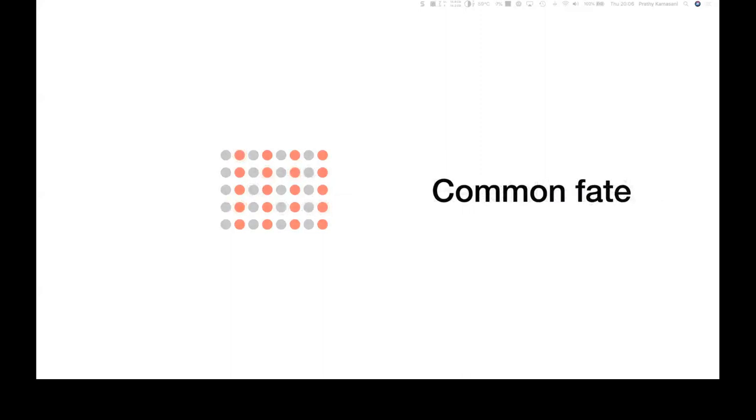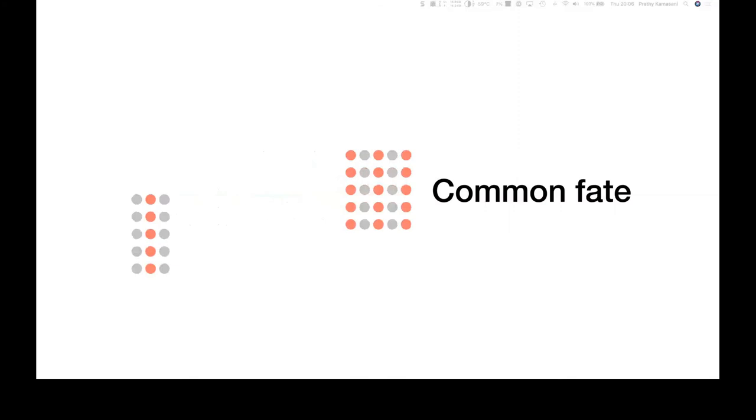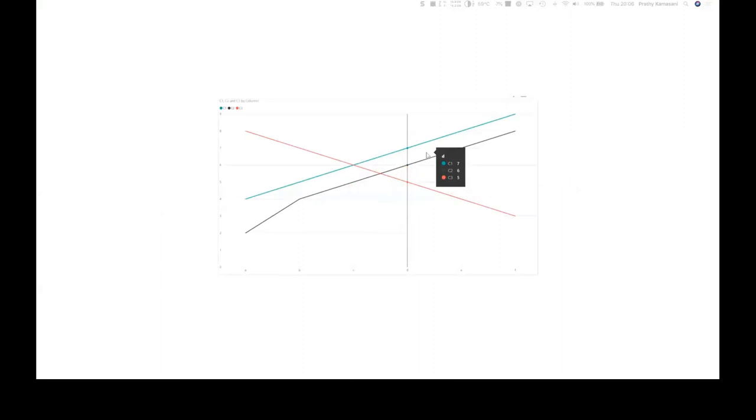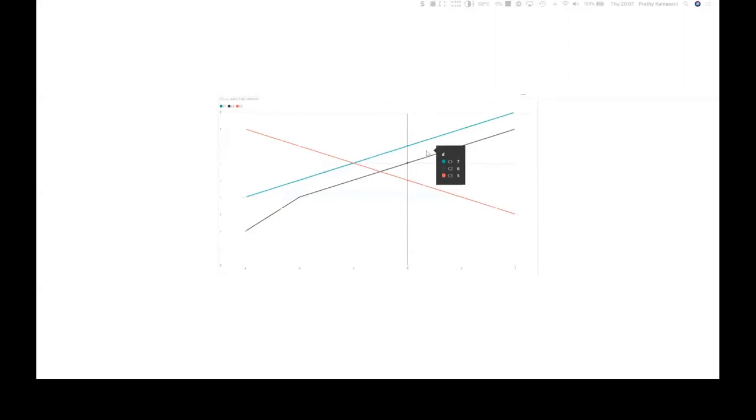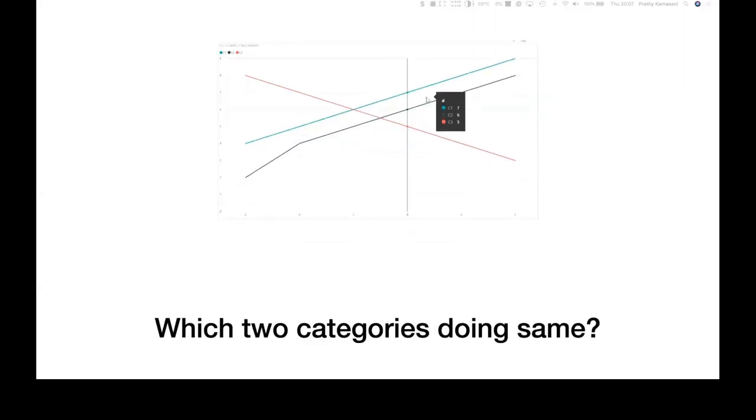So the size is another thing which also has an impact. The next thing which also impacts the visualization is common fate, which is about direction. For example, if you look at this one, this set of data on the left is moving in one direction, and the set of data on the right is moving in another direction. If you ask users which two categories are doing the same, they will immediately say the blue and the darker gray, which are C1 and C2. And C3 is going down. Immediately, that's what we see.